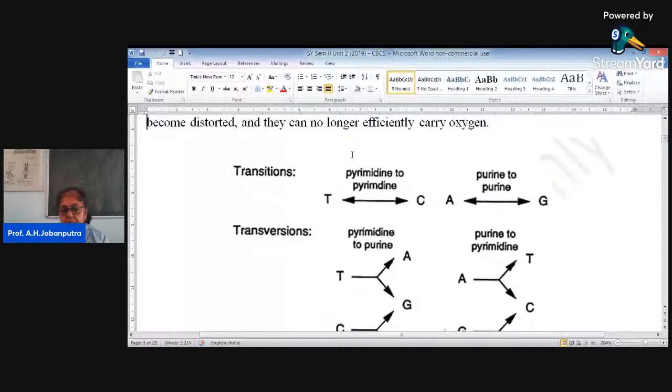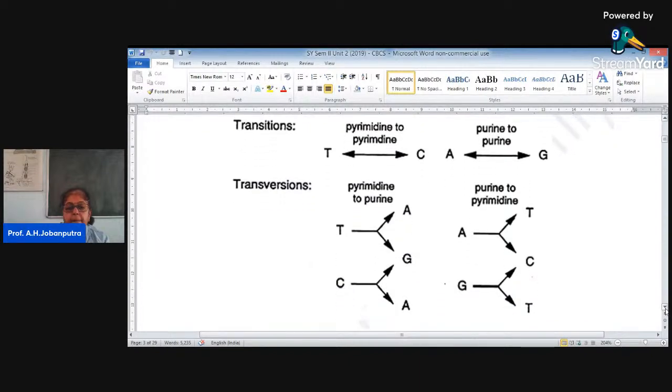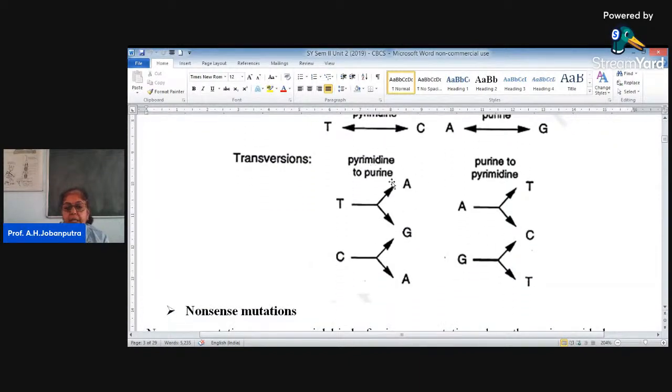पिरिमिडिन, एक पिरिमिडिन दुसऱ्या पिरिमिडिनने रिप्लेस होईल किंवा एक प्युरिन जेव्हा दुसऱ्या प्युरिनने रिप्लेस होईल त्याला आपण ट्रान्झिशन म्युटेशन म्हणतो. ट्रान्सव्हर्शन, एक पिरिमिडिन दुसऱ्या प्युरिनने रिप्लेस होईल किंवा एक प्युरिन दुसऱ्या पिरिमिडिनने, लाईक टी इज द पिरिमिडिन, त्याच्याऐवजी अडेनिन किंवा ग्वानिन येईल तर त्याला आपण ट्रान्सव्हर्शन म्हणू. अडेनिन असेल त्या जागेवर थायमिन किंवा सायटोसिन असेल तर ट्रान्सव्हर्शन म्हणू. सायटोसिनच्या जागेवर ग्वानिन किंवा ॲडेनिन येईल तर ट्रान्सव्हर्शन म्हणू. ग्वानिनच्या जागेवर सायटोसिन किंवा थायमिन येईल तर परत ट्रान्सव्हर्शन.